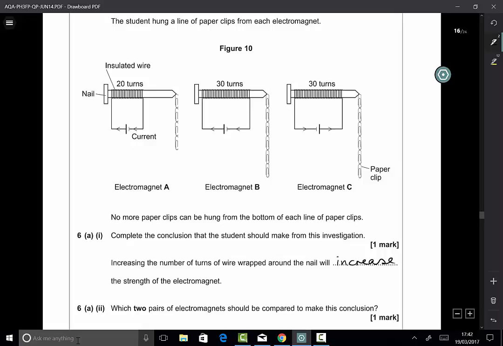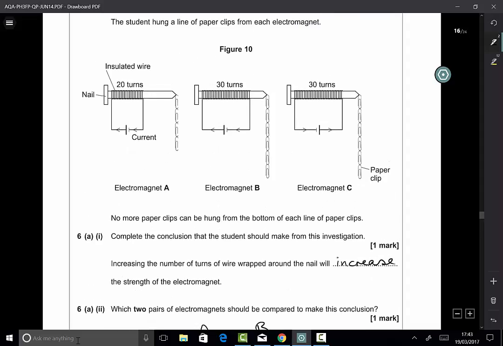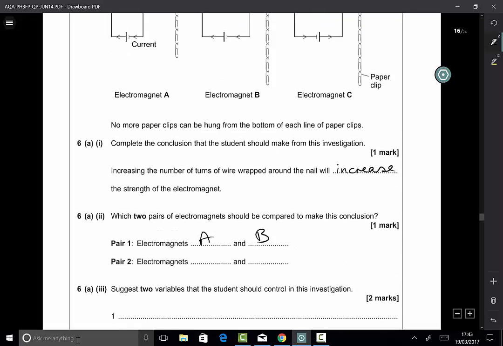Which 2 pairs should be compared? So we want 2 that have different numbers of coils on, and we want two that are the same in other respects. So if we look, the other difference is the current is the other way around. So these two, A and B, could be compared, or we could compare A with C.